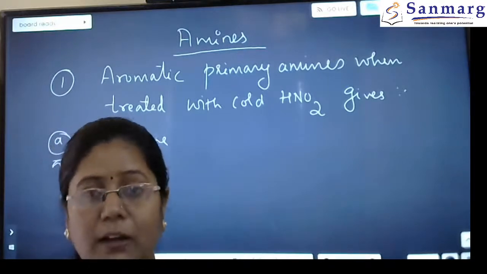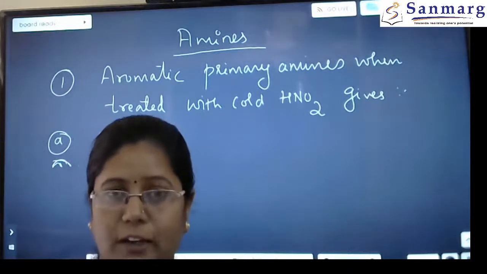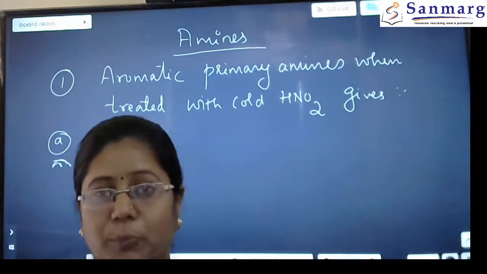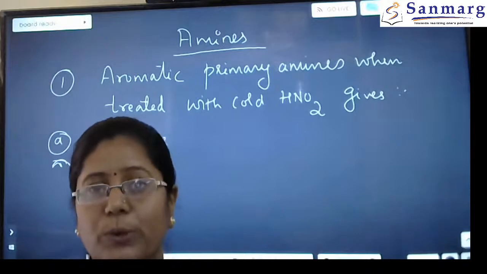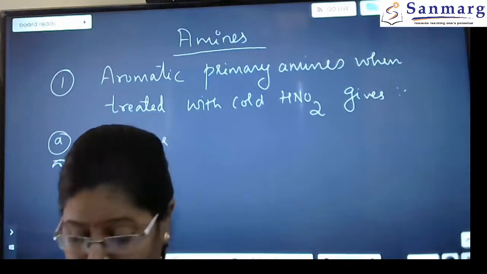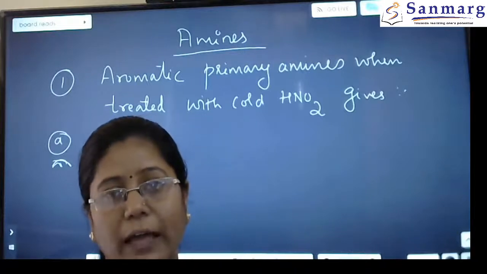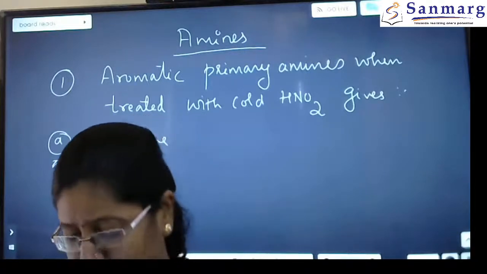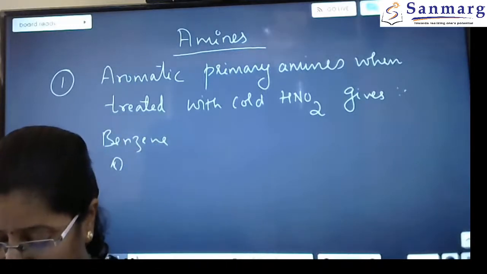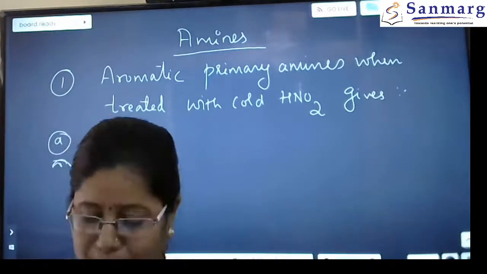If you take benzamide, the formula is C6H5 C double bond O NH2. This benzamide is treated with bromine in the presence of KOH, potassium hydroxide. So benzamide is converted to C6H5NH2, which is nothing but aniline. Along with that you get potassium bromide, potassium carbonate and water. So this reaction is called the Hoffman-bromamide reaction.